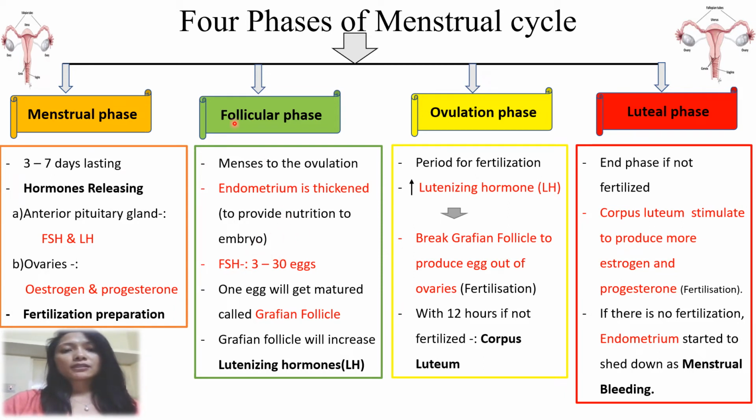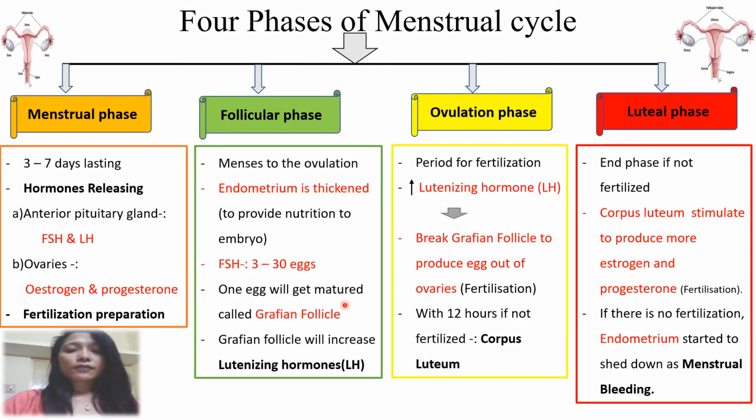And second is this follicular phase, right? You can take that term, follicle stimulating hormone, which will be releasing 3 to 30 eggs. You can mention that also, that they will release some eggs, and among that only one egg will get mature for fertilization preparation. So only one egg will get mature, that is called the Graafian follicle. Graafian follicle you should mention in your notes, which is very important. And moreover, the endometrium thickening also you should make out.